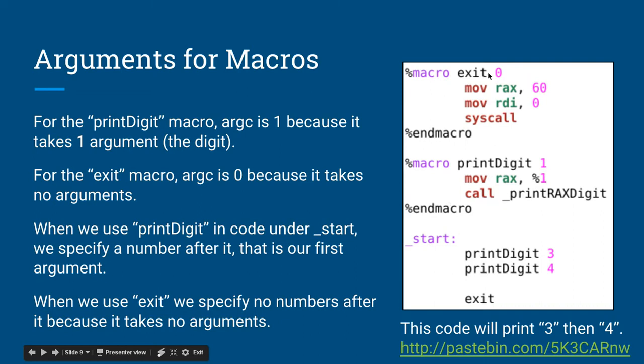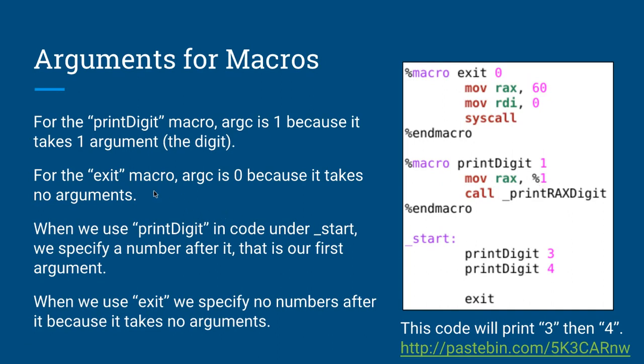So I've made these 2 macros. Now in my actual code, I just have to write print digit 3, print digit 4, and that will actually print 3 then 4. Then I write exit, and that'll exit the program. That's because when I write print digit 3, when this is compiled, it's actually going to be expanded to these 2 lines of code. But since I said there was 1 input, the %1 will be replaced by this 3. And in this case, the %1 will be replaced by the 4.